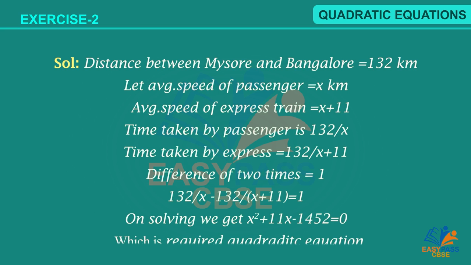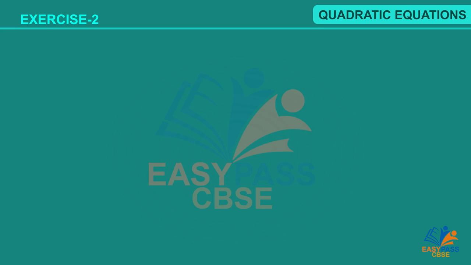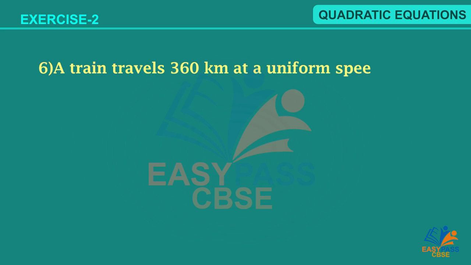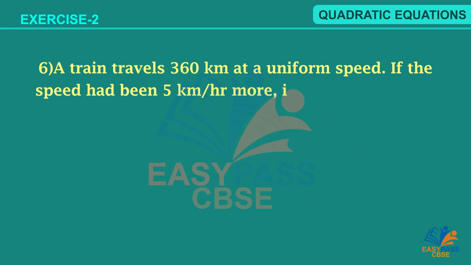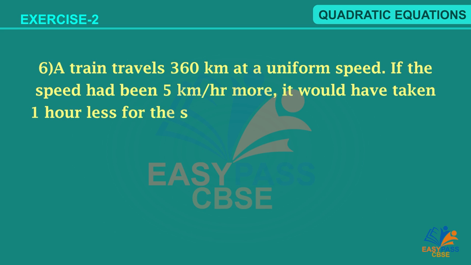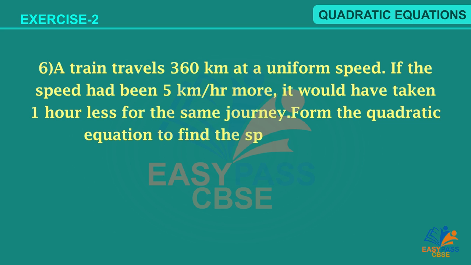And we have one more question, which is the last question in this exercise. A train travels 360 kilometers at a uniform speed. If the speed had been 5 kilometers per hour more, it would have taken 1 hour less for the same journey. Form the quadratic equation to find the speed of the train.